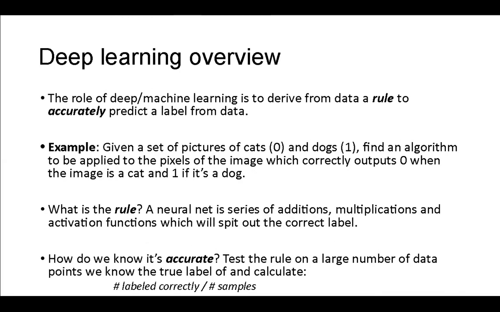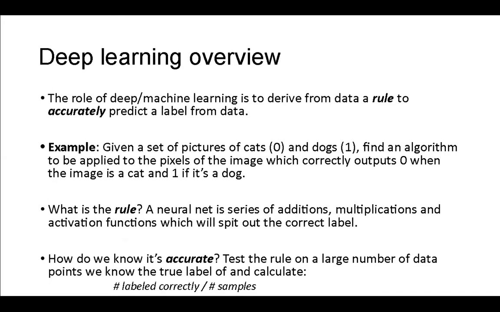Then I also talked about the notion of wanting to do this accurately. How do we know that something's accurate? Well, what we do is we test that rule on a large number of data points we know the true label of. And then we calculate a simple ratio: the number of instances I labeled correctly divided by the total number of samples that I looked at.